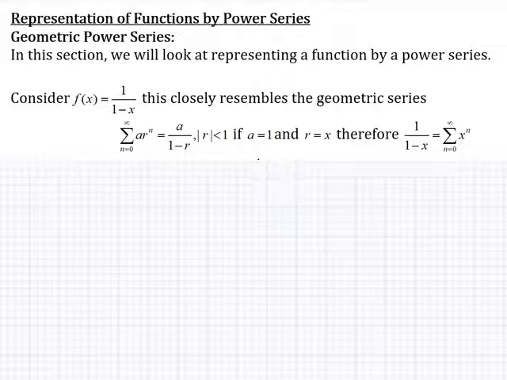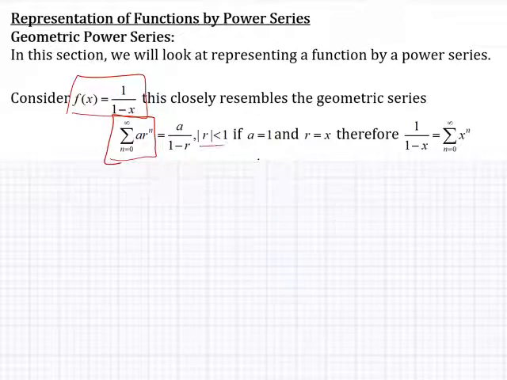So the easiest way to get into this is to start talking about it in terms of geometric series. So let's look at this function, f of x equals 1 over 1 minus x. That looks really close to what a geometric series would converge to. So you think about a geometric series, a r to the n. As long as the absolute value of r is less than 1, it's going to converge, and what it's going to converge to is a over 1 minus r.